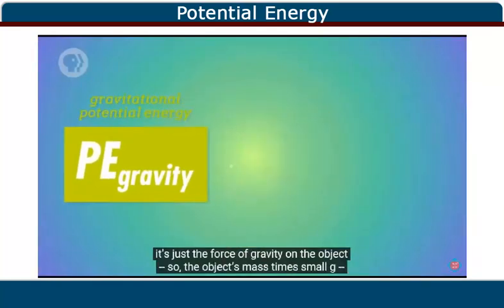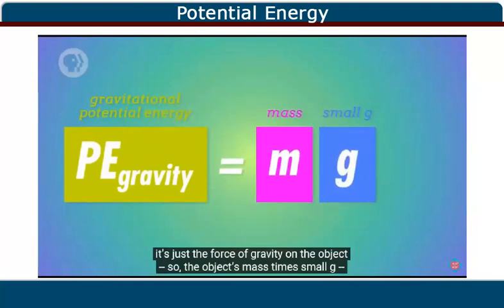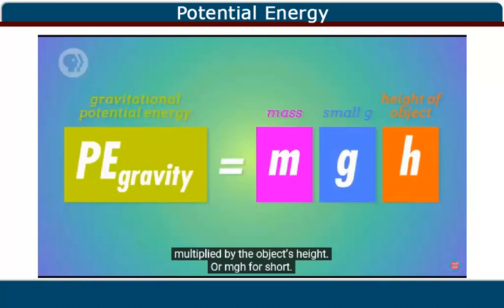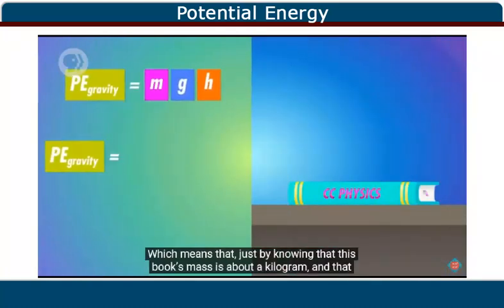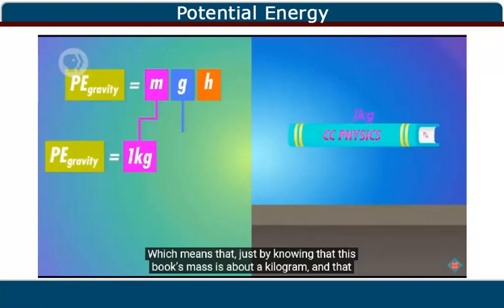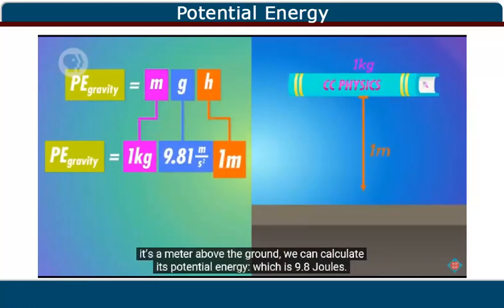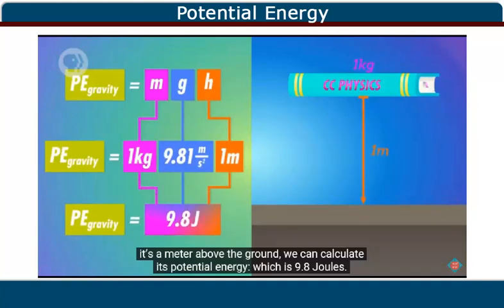Calculating gravitational potential energy is easy enough. It's just the force of gravity on the object, so the object's mass, times small g, multiplied by the object's height, or mgh for short. Which means that just by knowing that this book's mass is about a kilogram and that we held it about a meter above the ground, we can calculate its potential energy, which is 9.8 joules.